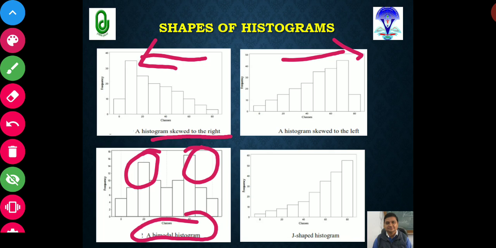Then the J-shaped histogram. So these are the different shapes of histogram, which solely depend on the nature of your data. If your data is skewed, your histogram will be skewed. So this is a very good measure to see whether your data is normally distributed or not. If you want to know, just prepare one histogram and you can say how your data is distributed.